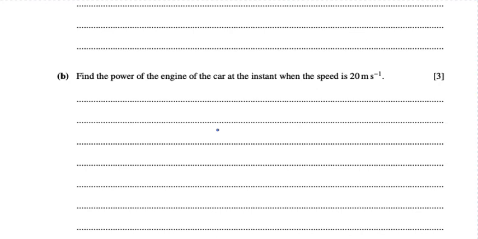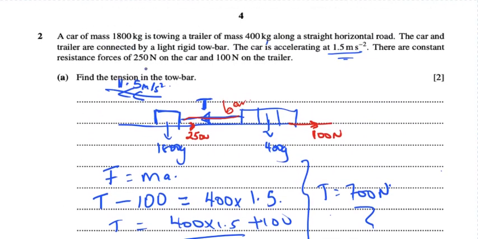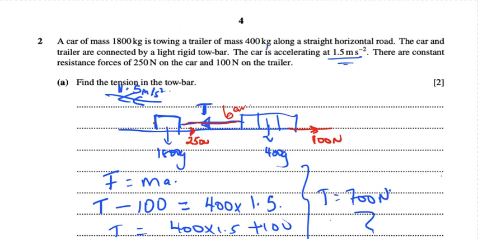Part B is asking for the power in the engine at that speed. Okay, so we know that power is equal to force times velocity. So we need to know the force exerted by the engine. In our illustration, if we add an F there to represent the force of the engine, you realize that this force is fighting against this resistive force and this resistive force. So there it is opposing actually.